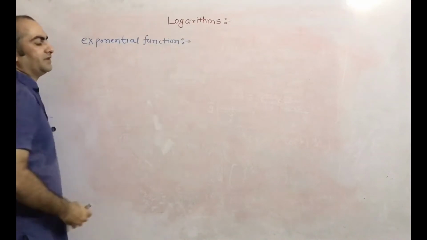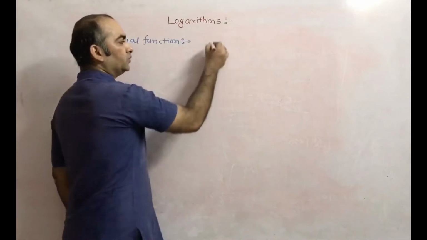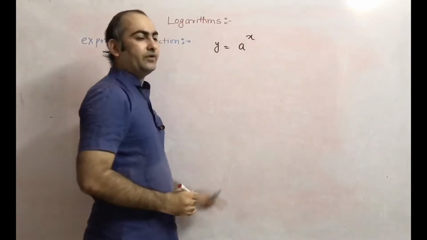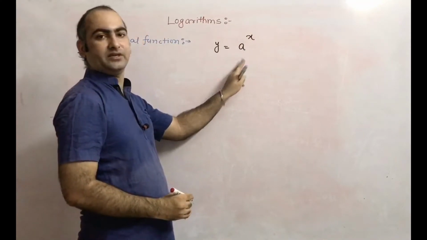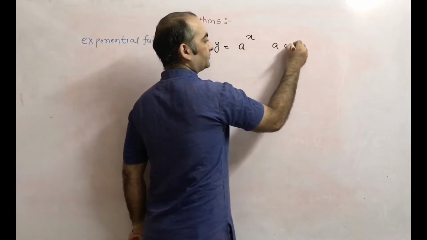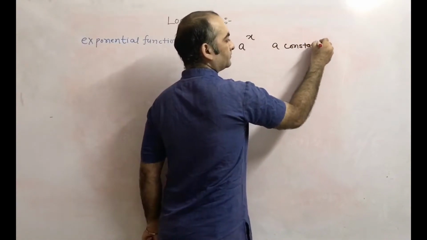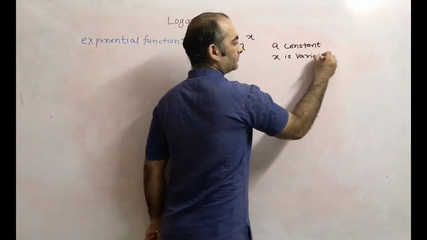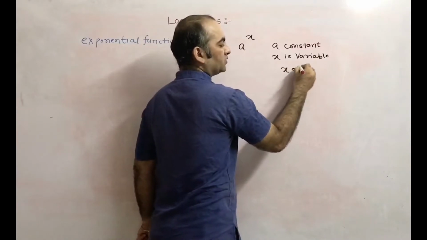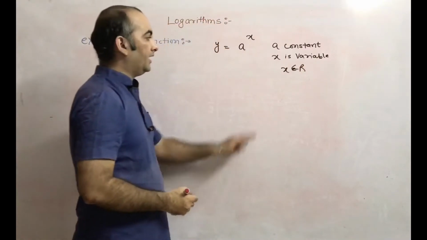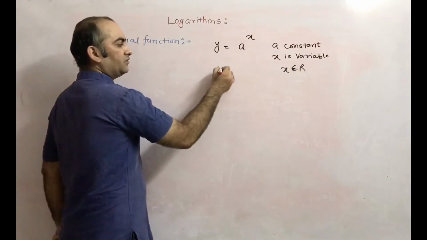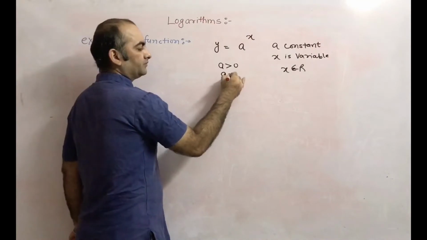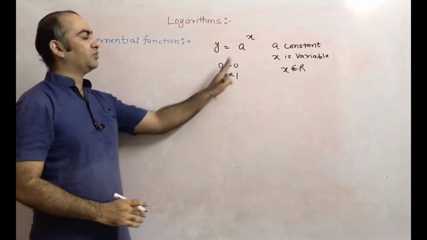What is an exponential function? y equal to a power x, where x is a variable and a is some constant. x is a variable where x belongs to R, and a is a constant. The constant value must be greater than 0 and not equal to 1. That function is called exponential function.